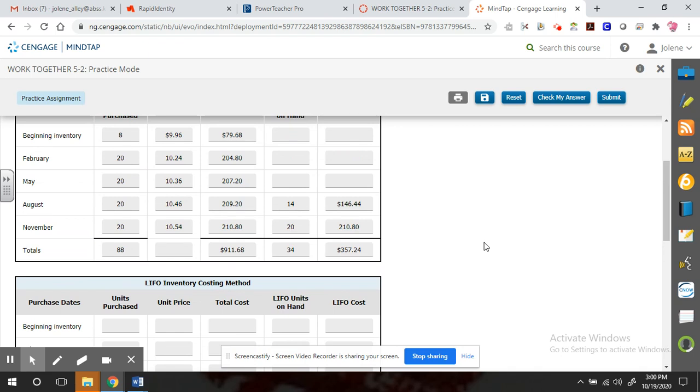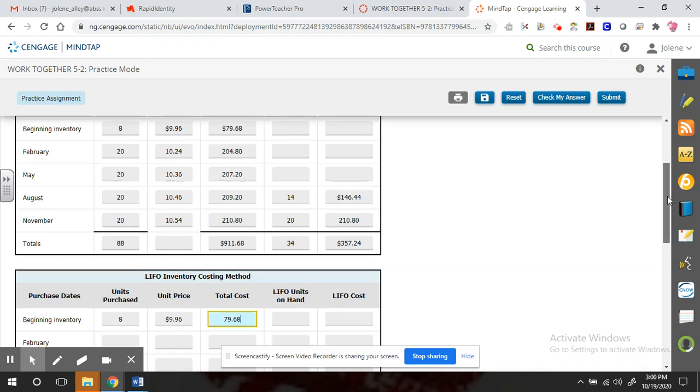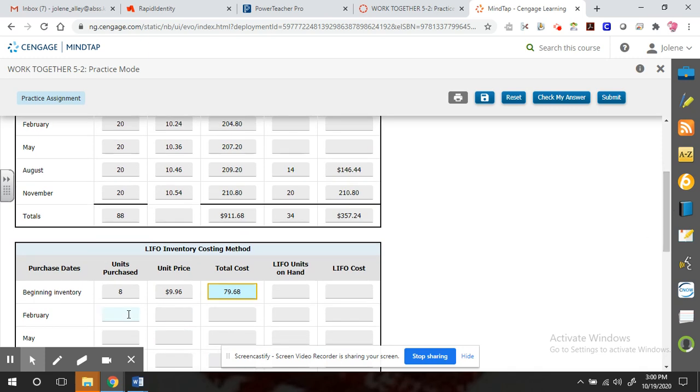Well, thing is, we've already figured these up here. So we're going to put the beginning inventory, the 9.96 and the 79.68. And then we come down to February, and we had 20 at $10.24. And that was $204.80.